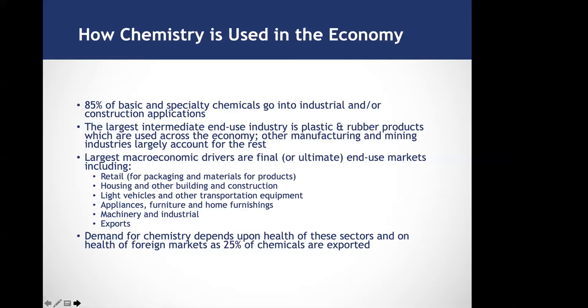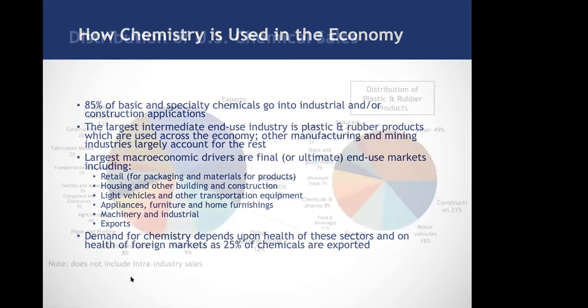But when you boil it down, the leading macroeconomic drivers are essentially a half dozen or so key segments. One's retail for packaging and materials for products, housing and other building and construction, light vehicles, and then, more important lately, the use of composites in aircraft and aerospace. But then within the home, appliances, furniture and home furnishings, machinery, industrial, and exports. And on exports, if you look at much of the chemistry that we do export, as much as 25% of some of the final chemistry is exported, particularly with resins.